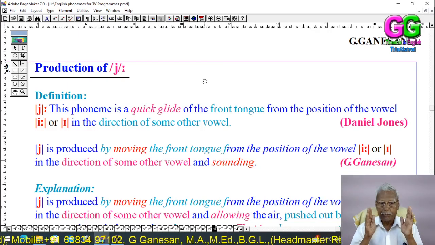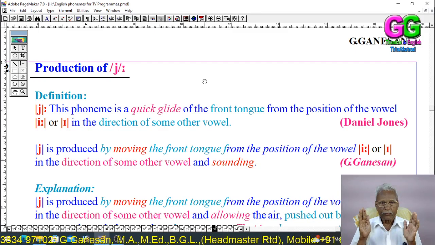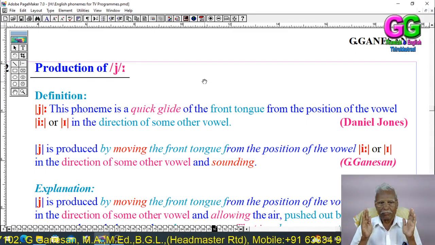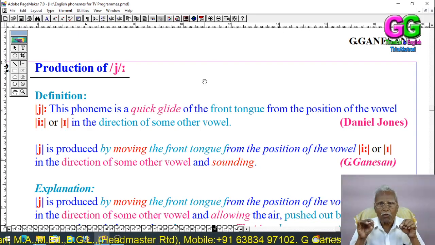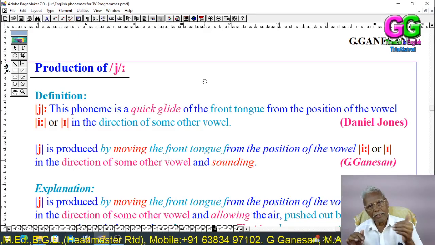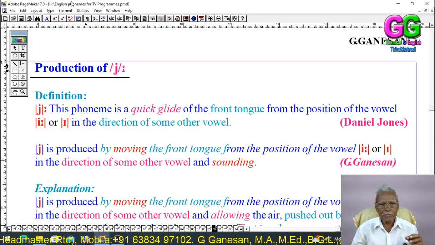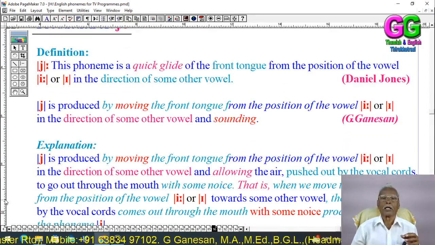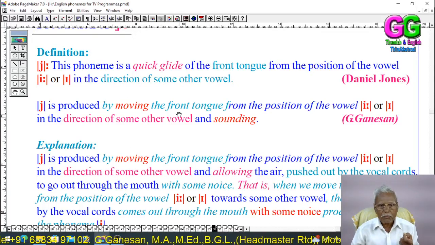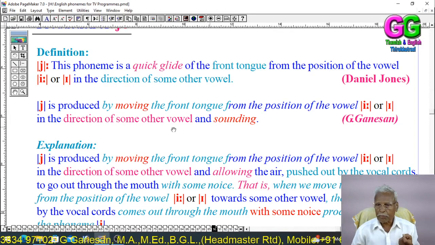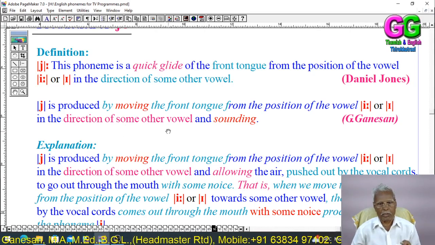Y is produced by a quick glide of the front tongue from the position of the vowel i in the direction of some other vowel. This is the definition of Daniel Jones. Let us see my definition: y is produced by moving the front tongue from the position of the vowel i in the direction of some other vowel and sounding.